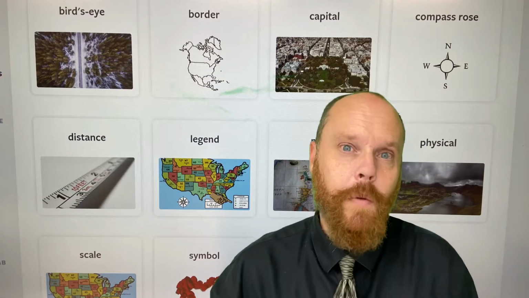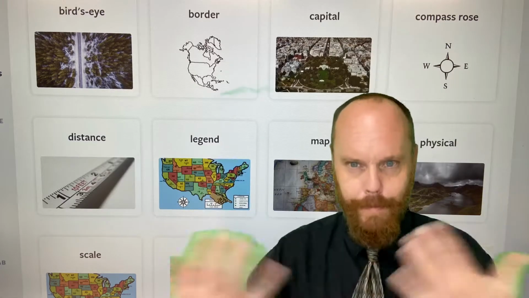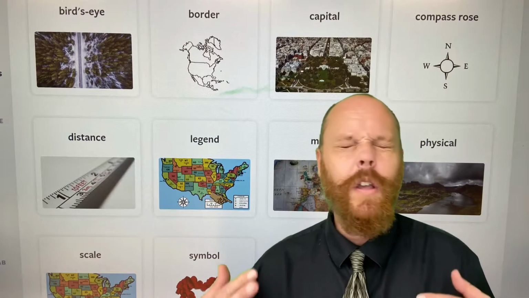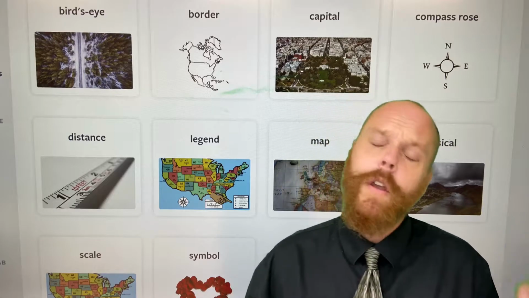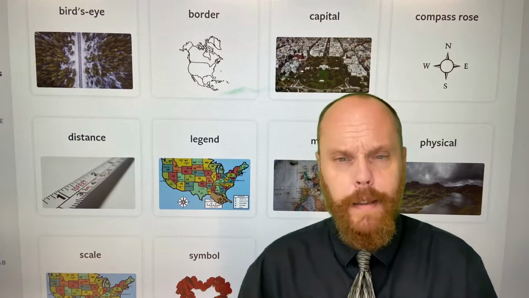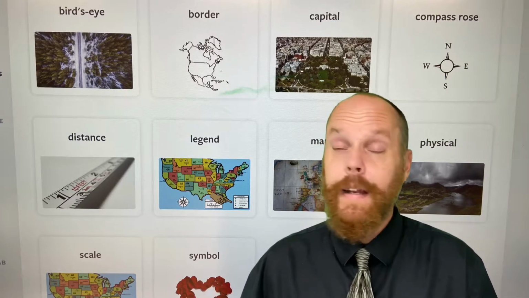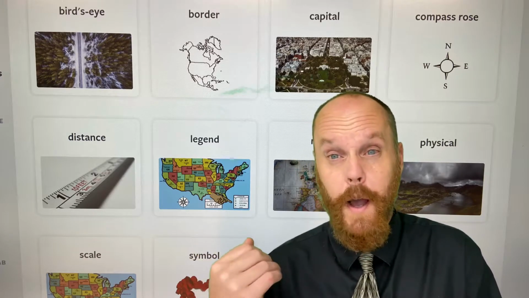And the final word I want to look at is legend. No, not me as a legend, but the legend on a map. Now, whenever we're looking for symbols, whenever we're looking at capitals, whenever we're looking at borders or looking for scales, or sometimes even looking for the compass, we can look to the legend and it's going to tell us all of our symbols. Ladies and gentlemen, it's important to be able to read a legend so you understand a map.